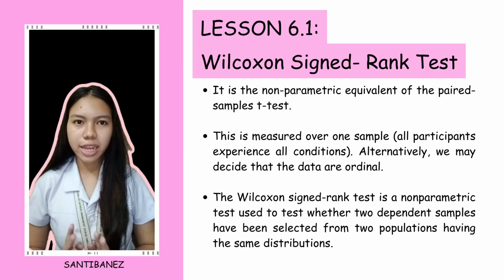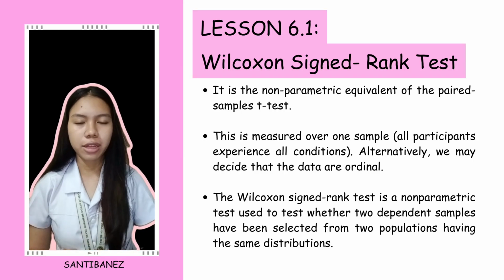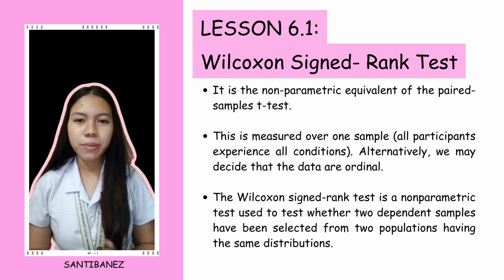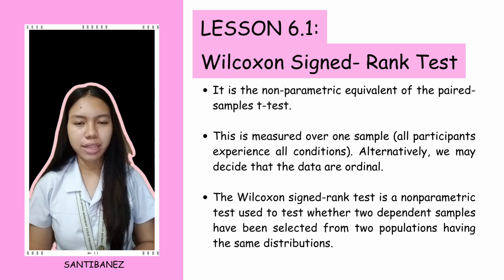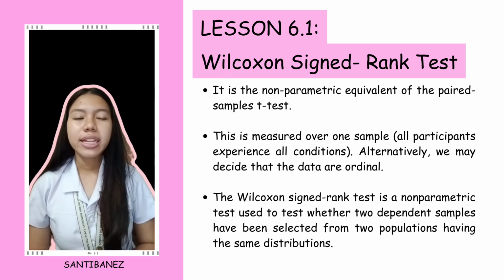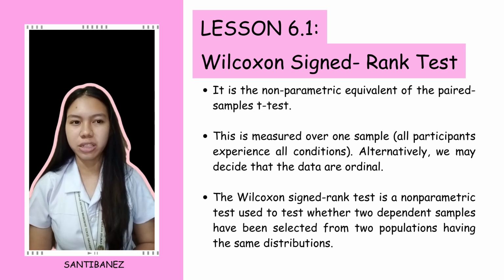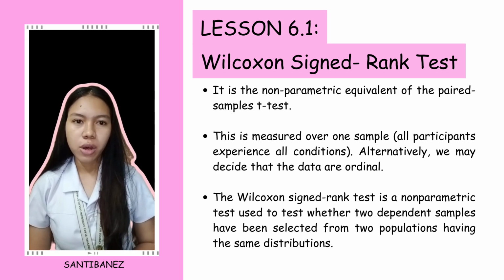Our topic today is Lesson 6.1, the Wilcoxon Signed Rank Test. So what do we mean by the Wilcoxon Signed Rank Test? It is a non-parametric equivalent of the two paired sample t-test. It is also measured over one sample. All participants experience all conditions. Alternatively, we may decide that the data are ordinal.